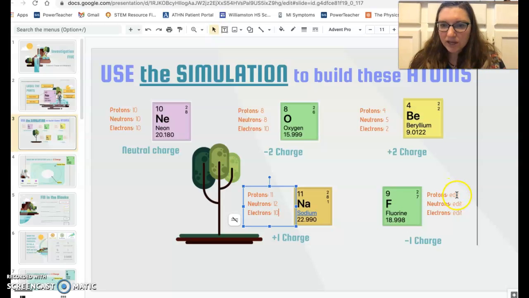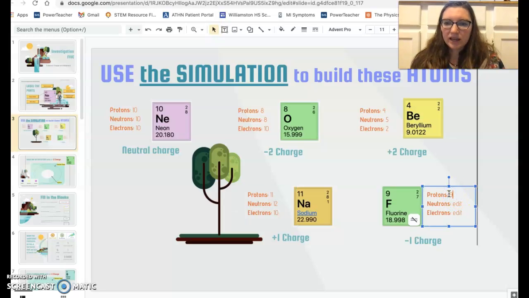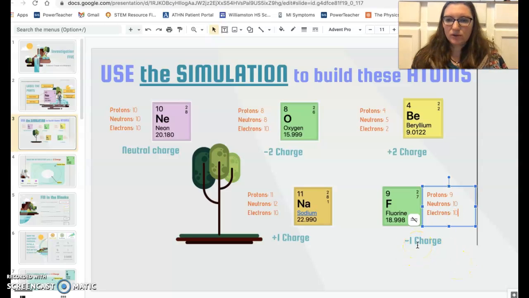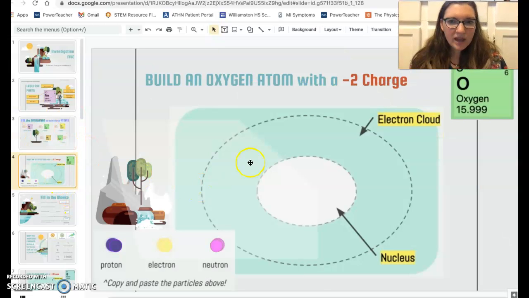Okay, so fluorine has 9 protons because of that atomic mass number. Let's see, this is almost 19, so that means it's going to have 10 neutrons. And how many electrons does it have? It has a -1 charge. So yeah, it's filled up 2 energy levels. All right, let's keep going.